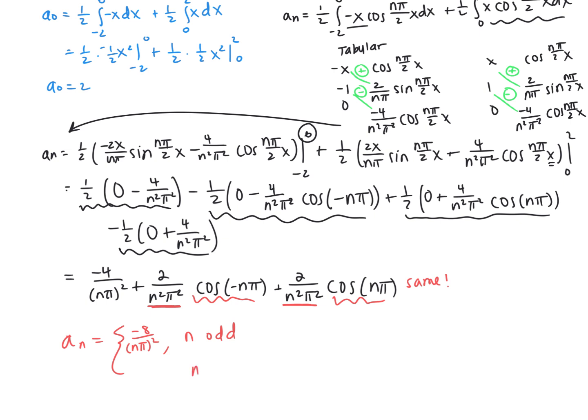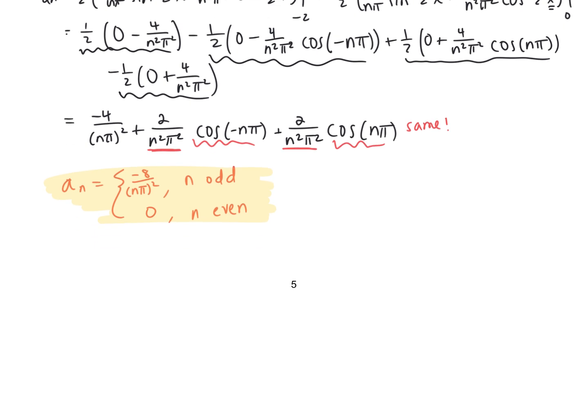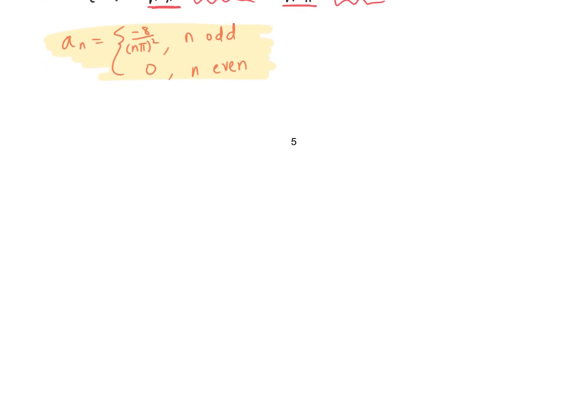If n is even, though, on the other hand, then this quantity would be positive, this quantity would be positive, canceling out with that one, so we would get a 0. Okay, so what we've found so far, we found our a of 0. We found our a of n, which is also a piecewise function. And now, of course, we're going to have to find b of n.